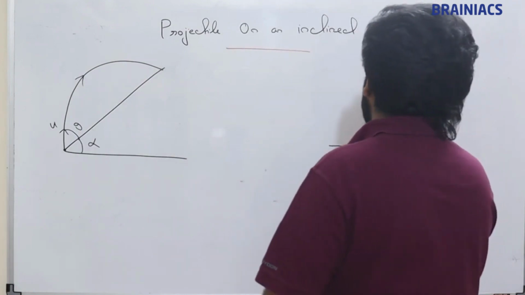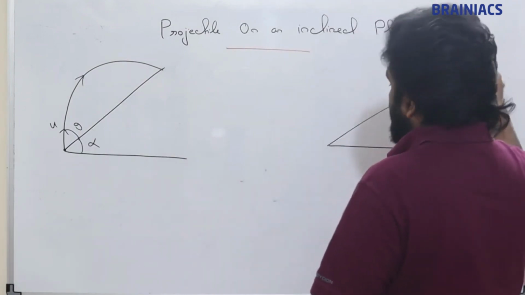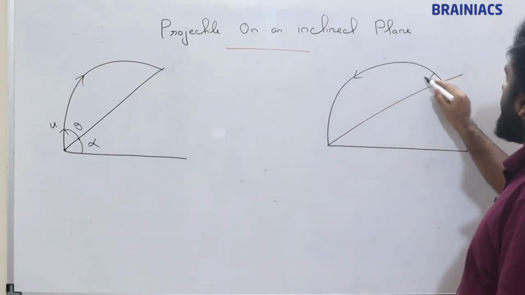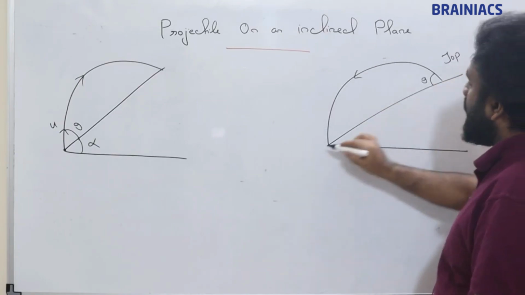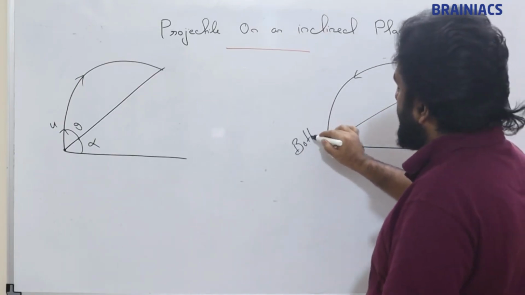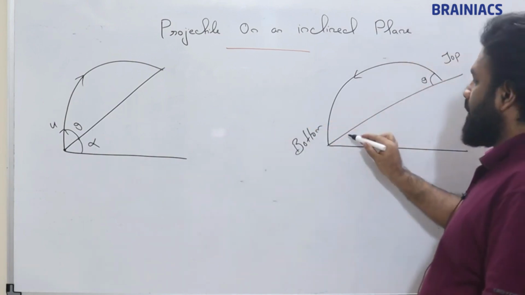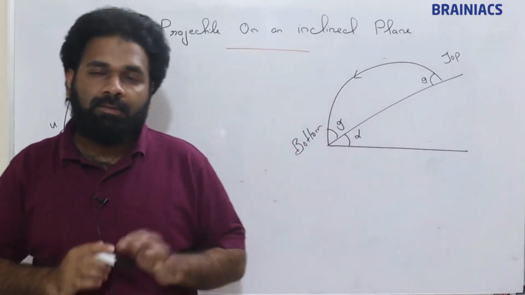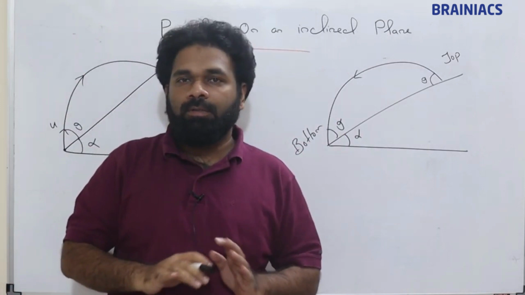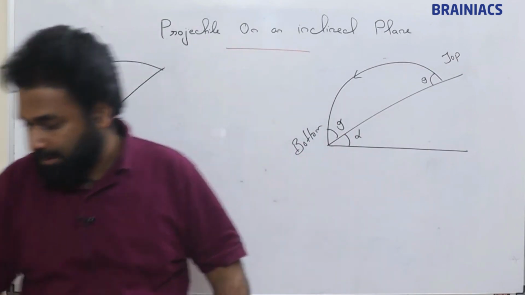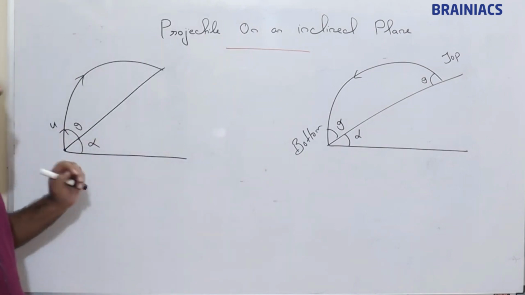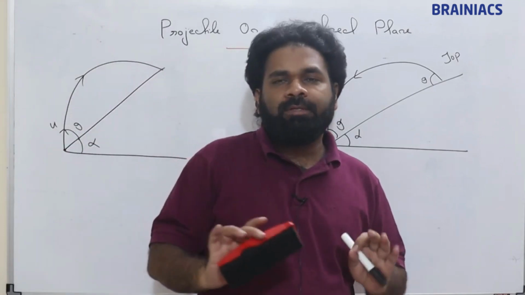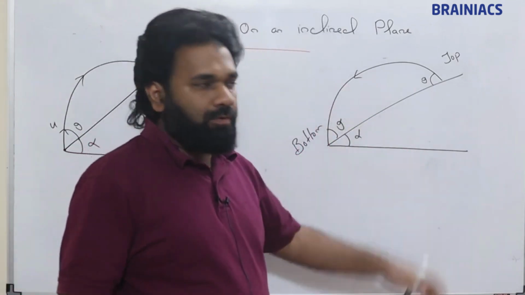This is also a possibility. Another possibility is, if this is the inclined plane, then the same projectile, but we will be projecting from top to bottom. Both are possible. This is alpha and this is theta. So how to deal with this situation? This is what we are going to learn. Things are easy, just understand the concept. First we will see this. Then after getting everything, we will do slight changes so that we will get this case also.